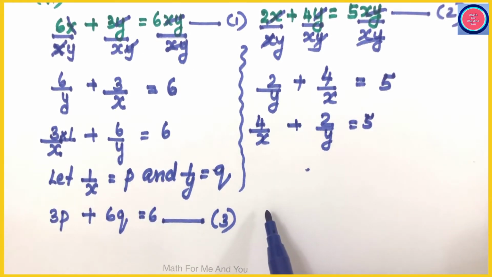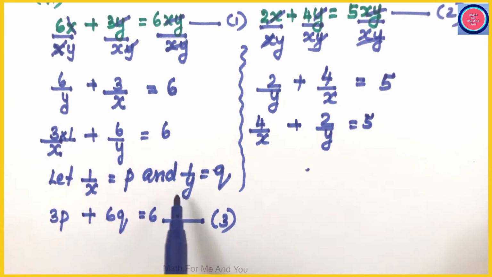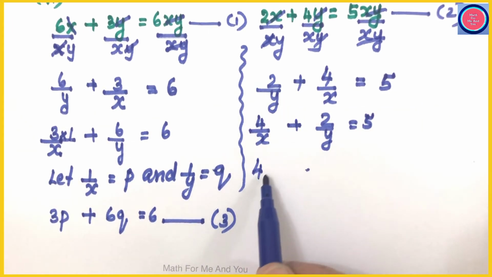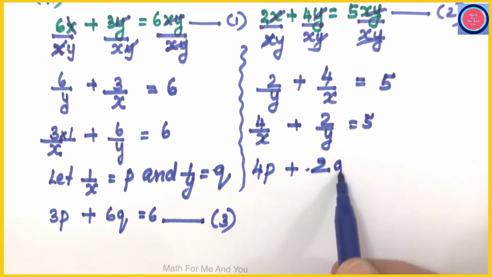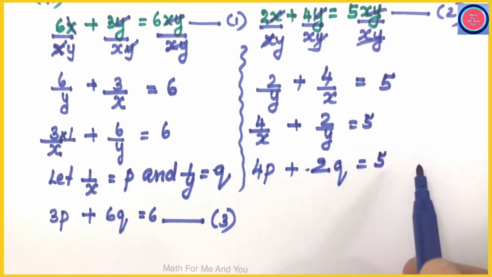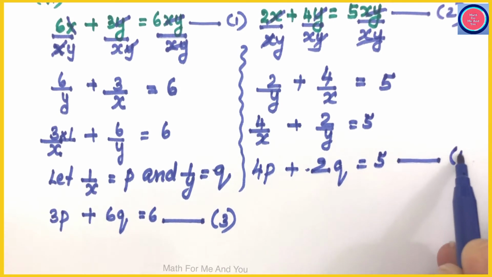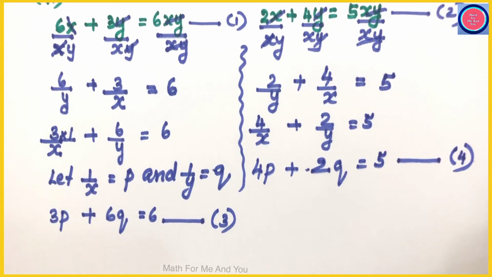And then we can change 1 over x with the variable p and 1 over y with the variable q. So the equation now becomes 4p plus 2q is equal to 5. This is of the form ax plus by equals c. Then we mark this as equation number 4.